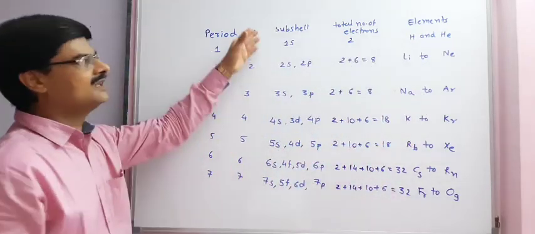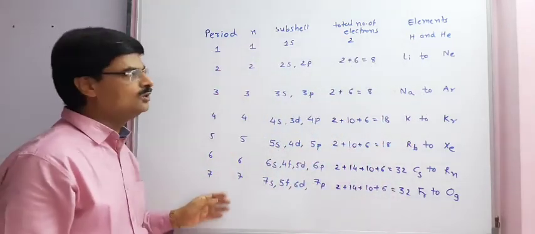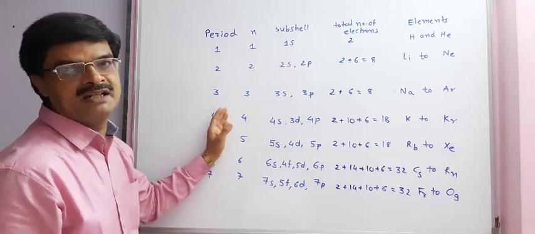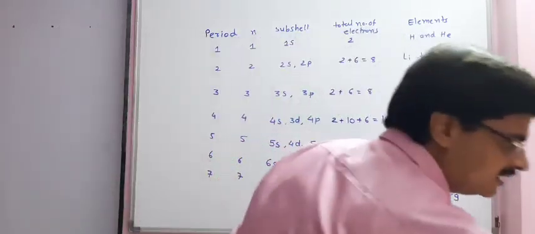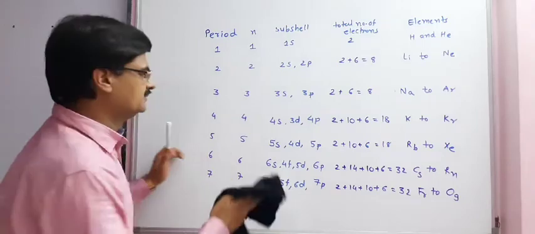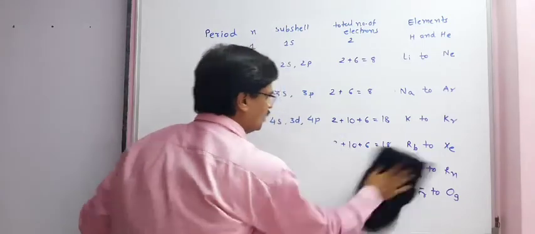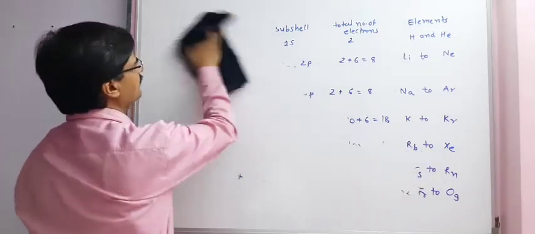So this is the description related to periods in the modern periodic table. Now we will understand the description of groups in the modern periodic table.